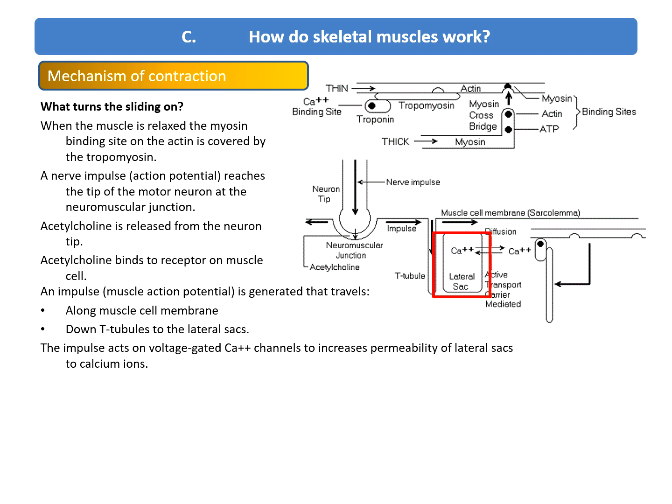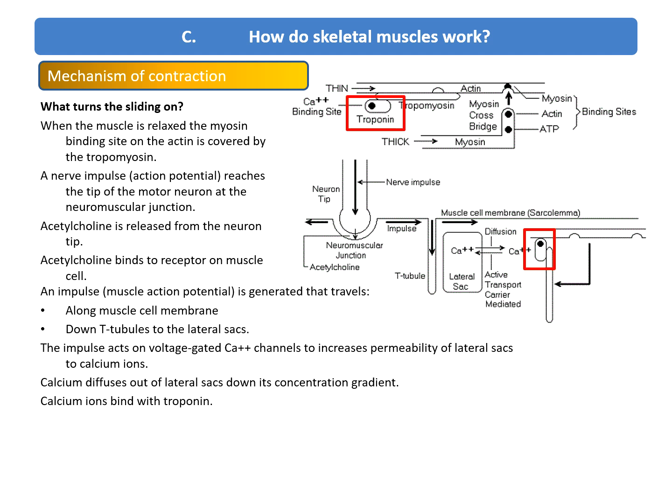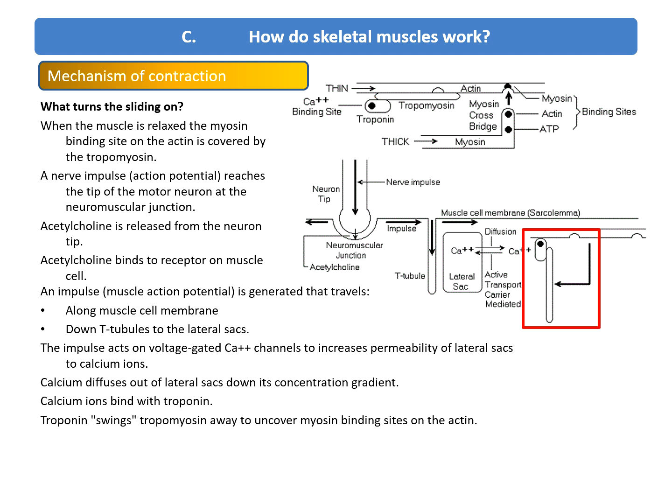Now, because the lateral sacs are filled with calcium ions, there is a gradient between the inside and the outside, and the calcium diffuses out of the lateral sac down its concentration gradient. The calcium acts as a trigger. It binds with the troponin, causing the troponin to swing the tropomyosin away from the binding site, uncovering the binding site so that the process can start all over again. This is called excitation-contraction coupling.